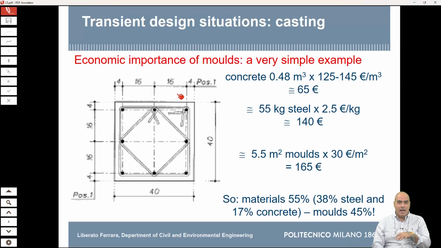Steel, well, steel now has exploded on the market, but we can say that between 2 and 3 euros per kilo you can have it. So you see that 55 kilos of steel already cost more than twice your concrete. More than twice your concrete.